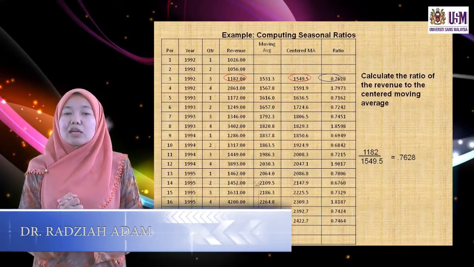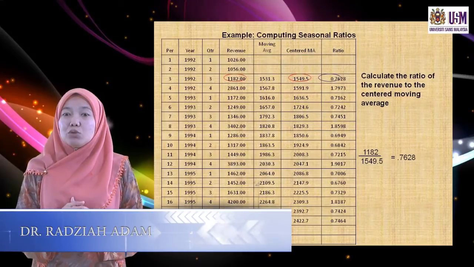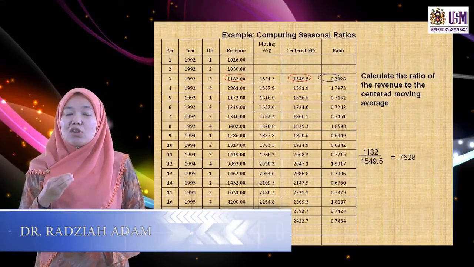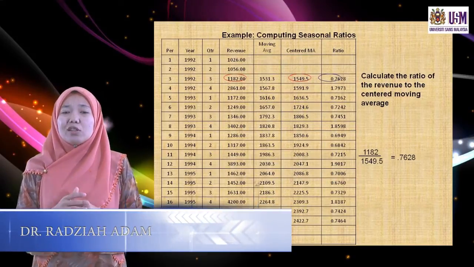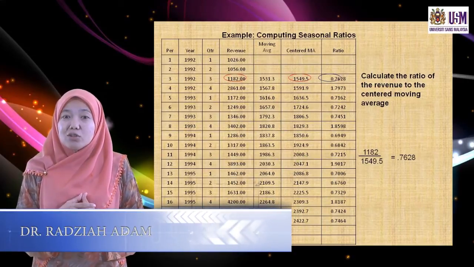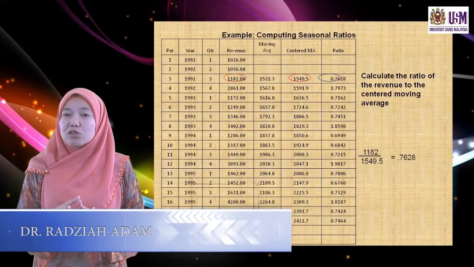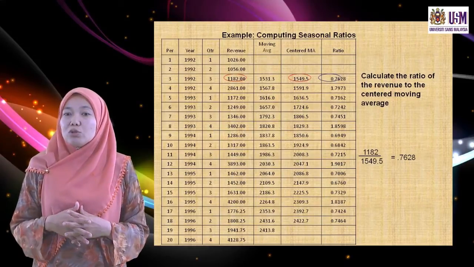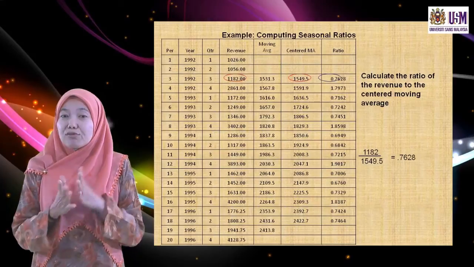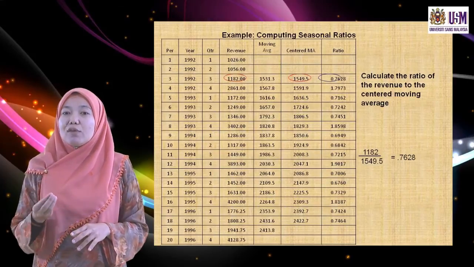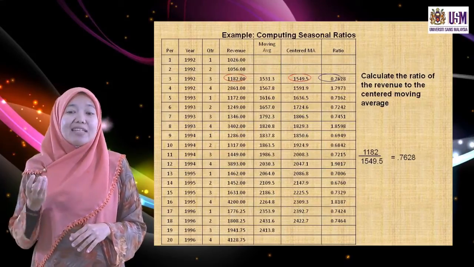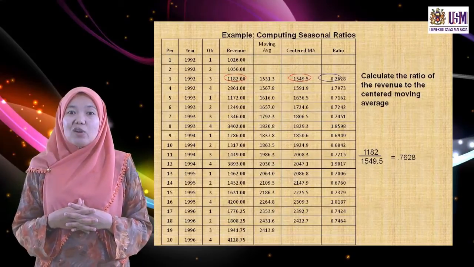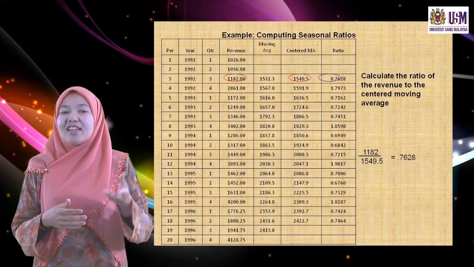So in this case, we are talking about Y equals 1182. And you divide your Y by your T prime, which is the trend value. So you will get a new ratio, which is called a seasonal ratio. So 1182 divided by 1549.5 will give you a seasonal ratio of 0.7628. Okay, and then you do the same thing for the next line.